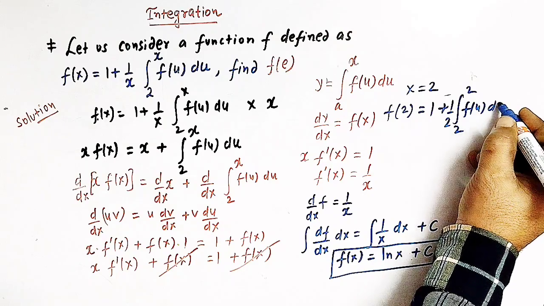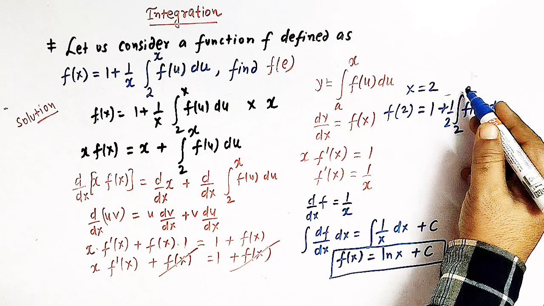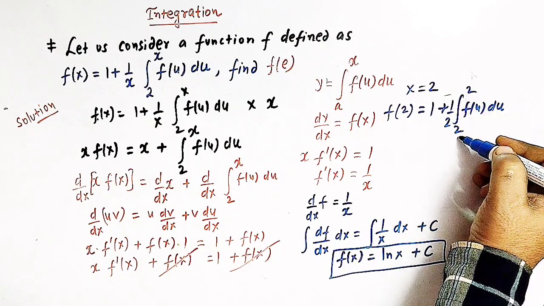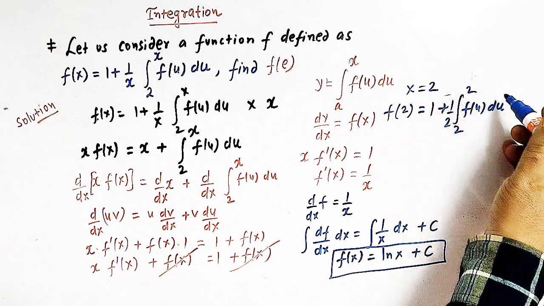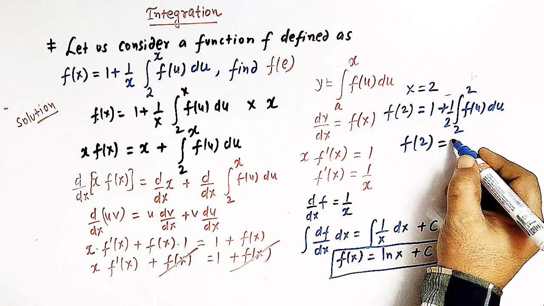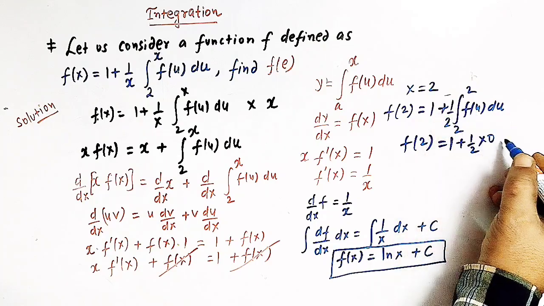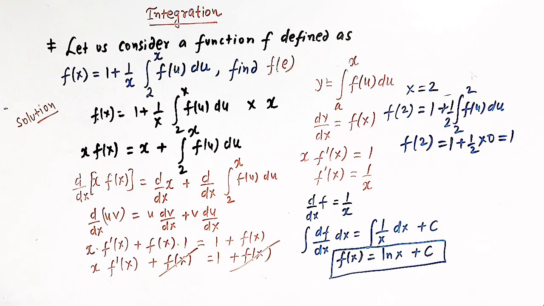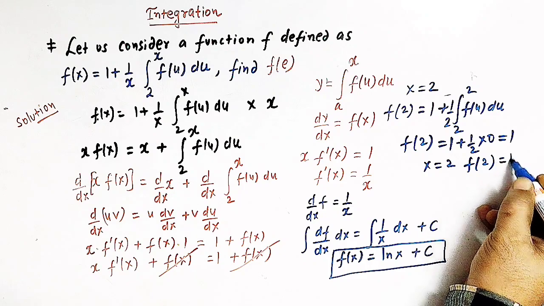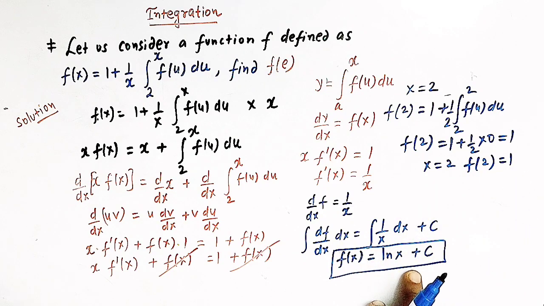Now the value of this integral is 0, because the limits of integration are the same. The lower limit and the upper limit both are the same, so the value of this integral is 0. So we have simply f of 2 is equal to 1. Half times 0 is 0, so this is simply 1, right? So when x is equal to 2, f of 2 is equal to 1. So let us impose this condition on this equation.